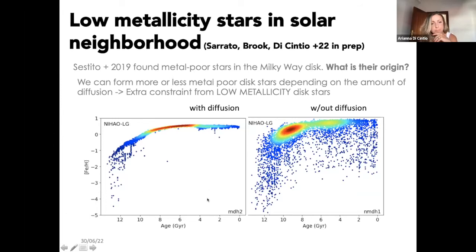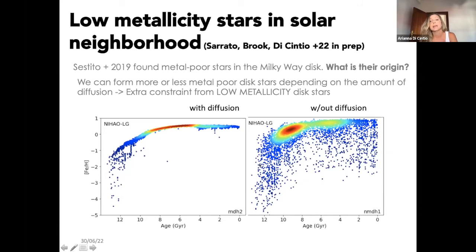Once again, I'm showing you the same Milky Way galaxy from NIHAO run with and without diffusion. Here I'm showing you the metallicity versus age plane. You can see the incredibly small scatter that we have in the case of having metal diffusion. Actually, over here, 11 gigayears ago, you can see a merger. This is compatible with the Gaia-Enceladus merger. In the case of not having metal diffusion, you produce many, many more low metallicity stars. By low metallicity, I mean less than minus 2.5.